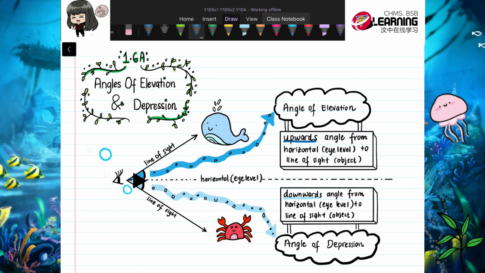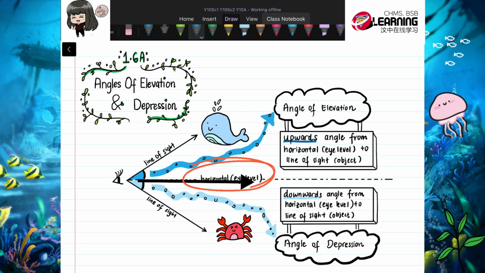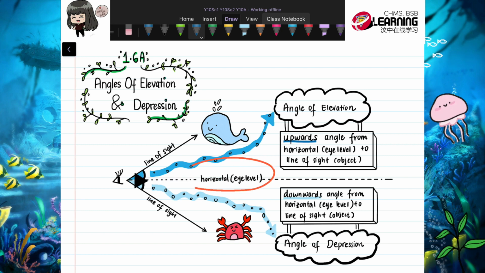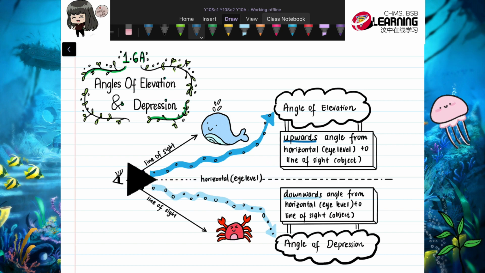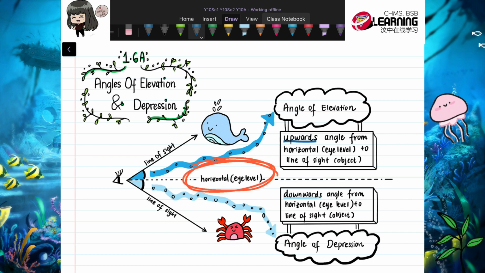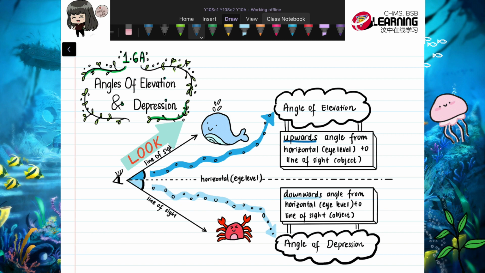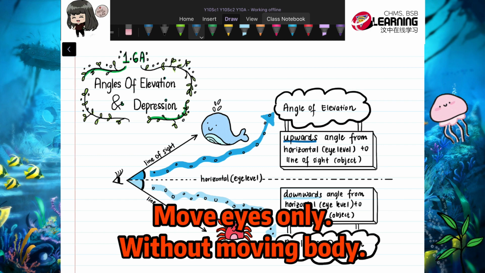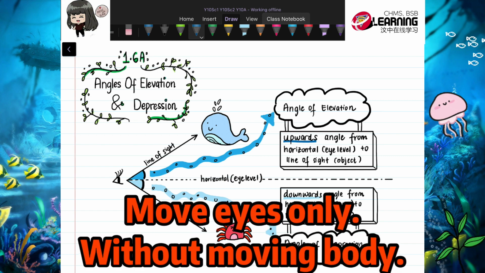If you are looking straight, you see the word horizontal here, eye level, where you look straight. You don't look up, you don't look down, you just look straight. That is eye level, and we call that horizontal. When you look all the way up, you will look at the whale. You don't peep. From your horizontal eye level, you look straight, that is horizontal.